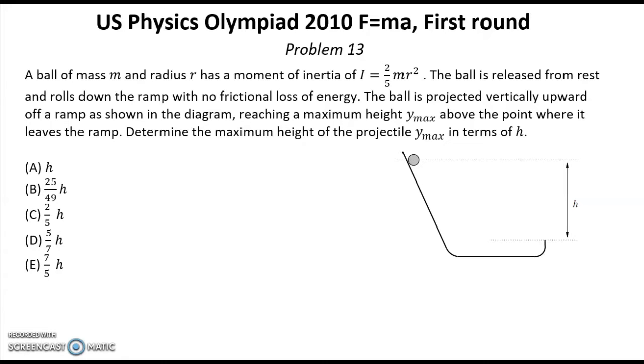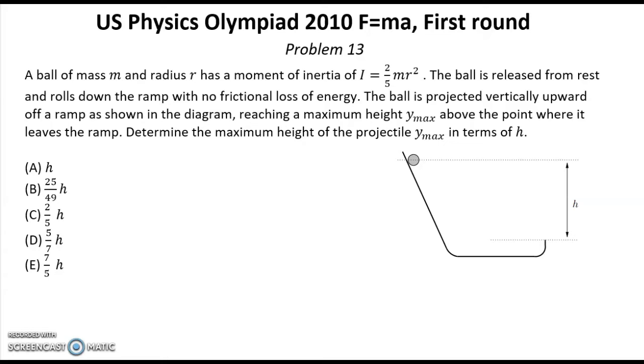A ball of mass m and radius r has a moment of inertia I equal 2/5 mr squared. The ball is released from rest and rolls down the ramp with no friction loss of energy. The ball is projected vertically upward off a ramp as shown in the diagram. Reaching the maximum height y maximum above the point where it leaves the ramp, determine the maximum height of the projectile y maximum in terms of h.